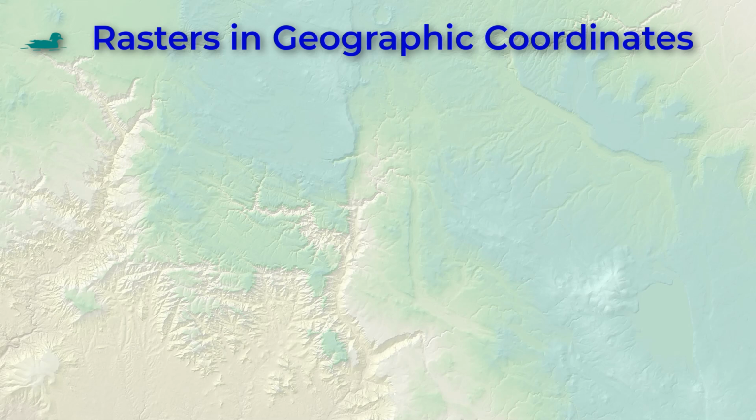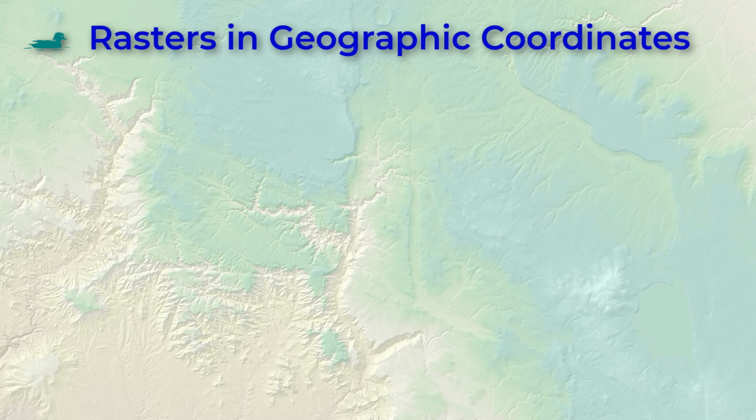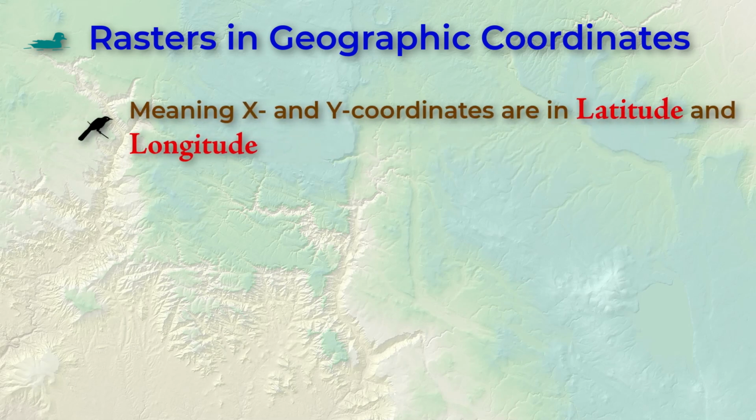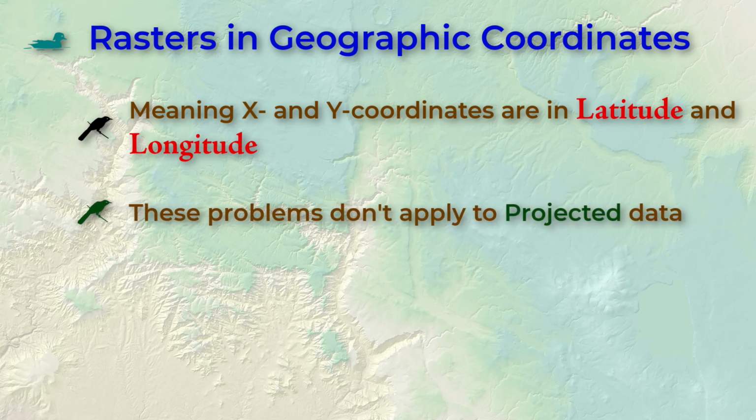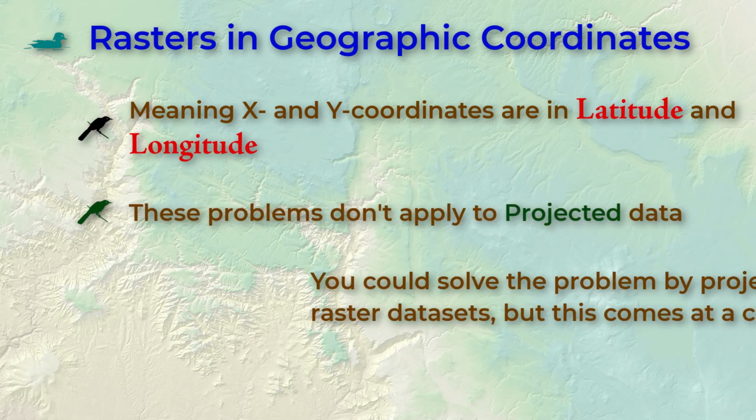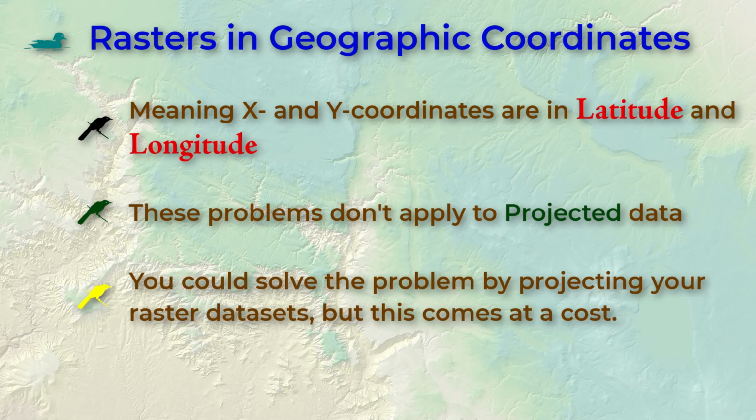Now, first, some of the tools do not work well with geographic data. By this I mean raster datasets that are in latitude-longitude coordinate system rather than a projected coordinate system. The problems I'm going to describe here don't apply to projected data, and it would be nice if we could just project the rasters so that we'd avoid any problems, and that's certainly a possible solution, but unfortunately you can't project a raster without damaging it. So that solution does come at a cost.